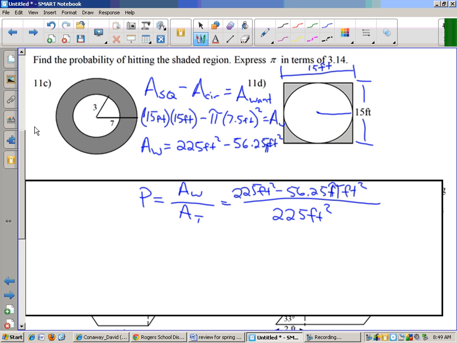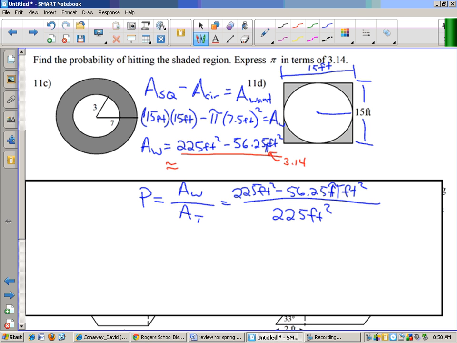Let's do this. What's 225 minus 56.25 pi? What's that going to be? And go ahead and plug in 3.14 because they told us to. Instead of using your calculator's version of pi, plug in 3.14. Should be somewhere in the neighborhood of 70, 60 something, 70 something, maybe 50 something. 225 minus 56.25 times 3.14.